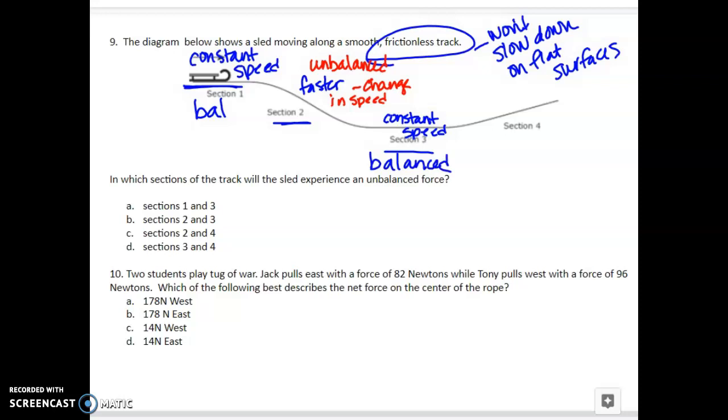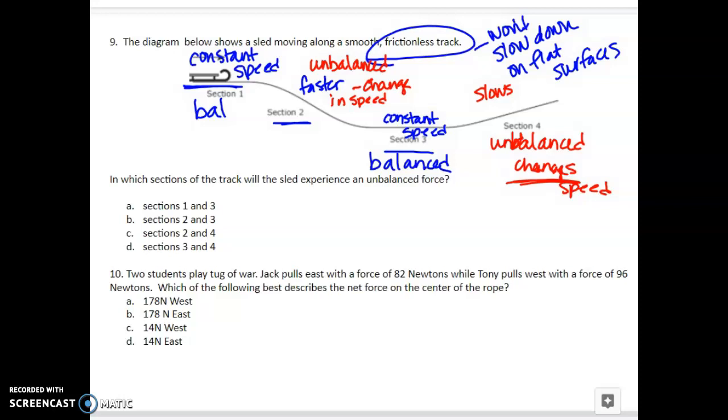And at an uphill area, we know that things slow down, which that is a change in speed, so it would be considered unbalanced because it changes speed. Notice how every time we see that word change, that means it's unbalanced. If it doesn't change, which is constant, it would be balanced.